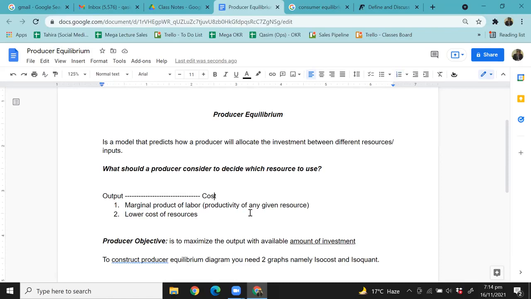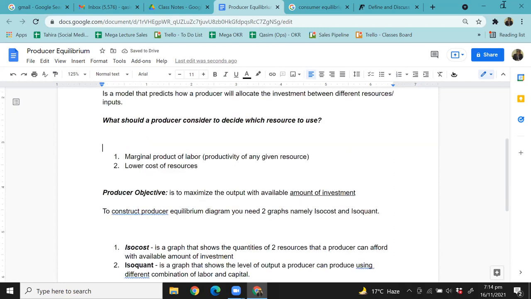Now, what is the objective of the producer? The objective of a producer is to maximize the output with the available amount of investment. So with the available amount of investment, the producers would want to produce as much output as they can. That's the producer objective. To construct producer equilibrium, what do you need? You need two graphs, namely isocost and isoquant. Let's look at this through the graph, because that will help you better understand.